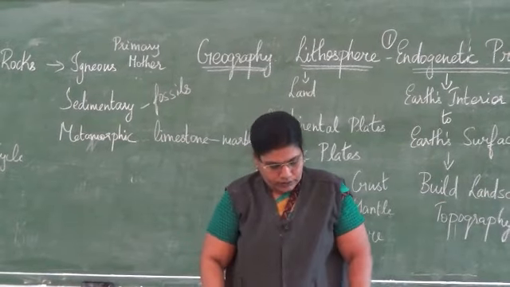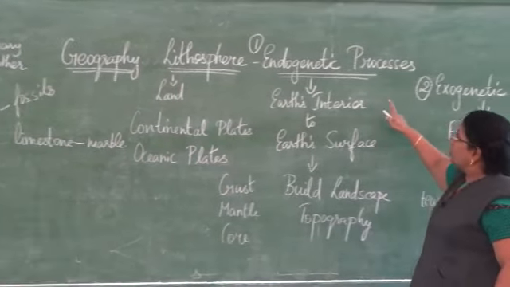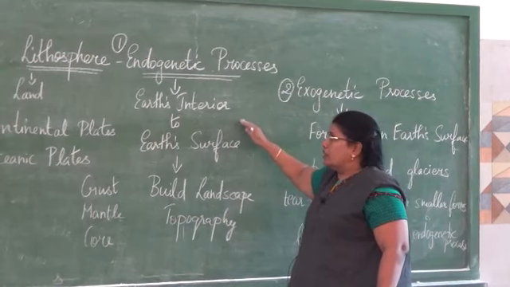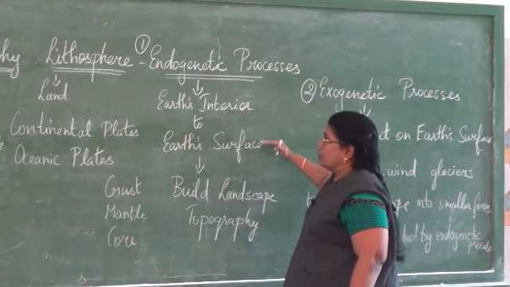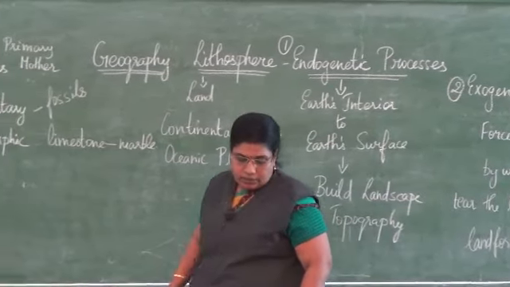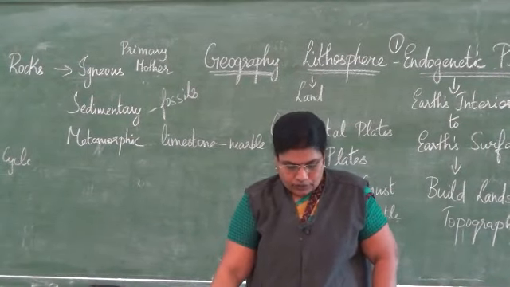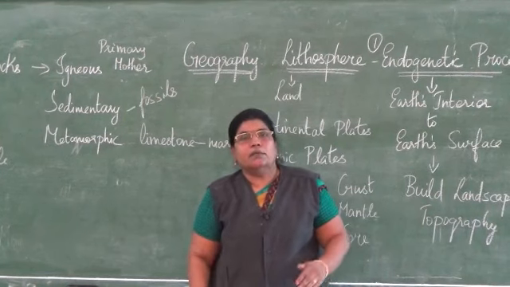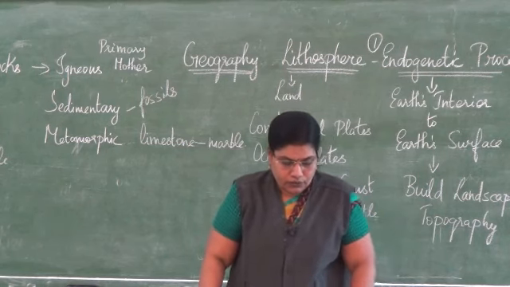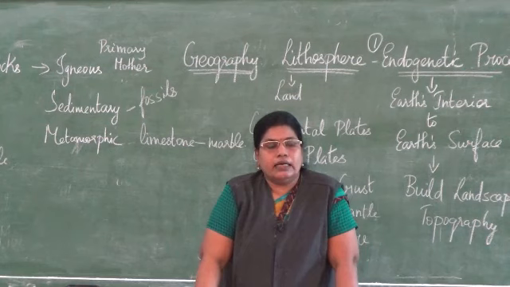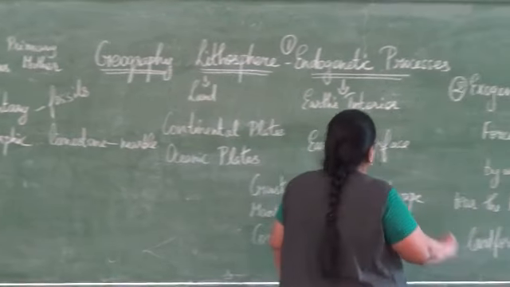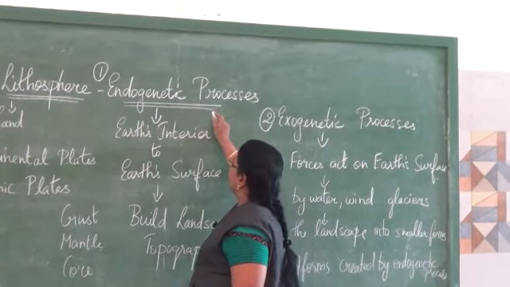Already I have told you about the endogenetic processes and the exogenetic process. So all the earth's activities from the earth's interior to the earth's surface are called the endogenetic process. So we are going to learn about the internal processes of the earth. What is this internal process? Below the earth's surface, there is a lot of action going on. So the heat generates and it ejects the materials from deep below the earth. Internal radioactivity is responsible for the endogenetic processes.